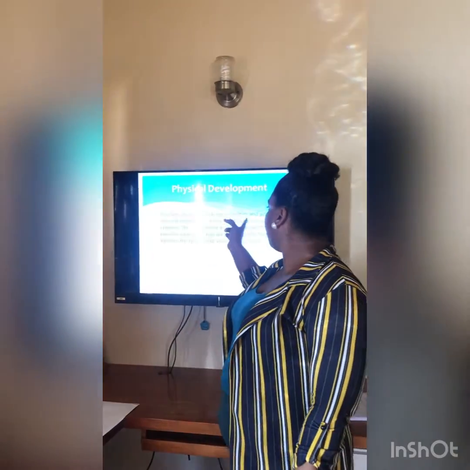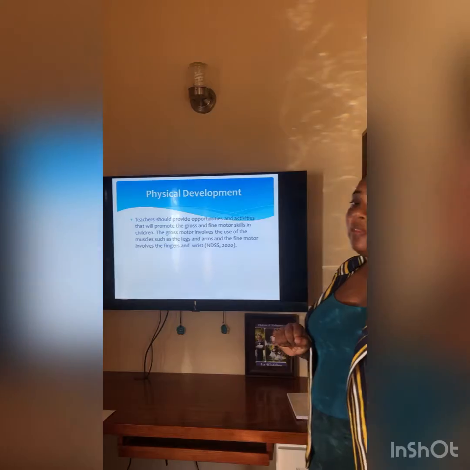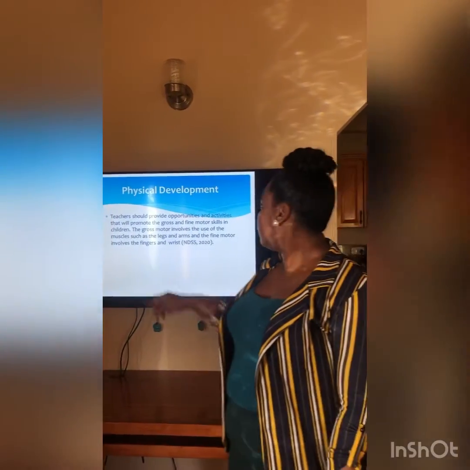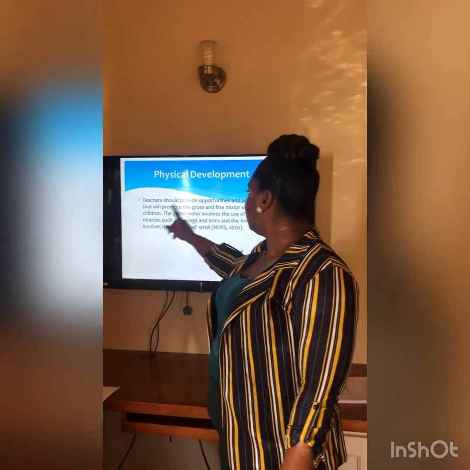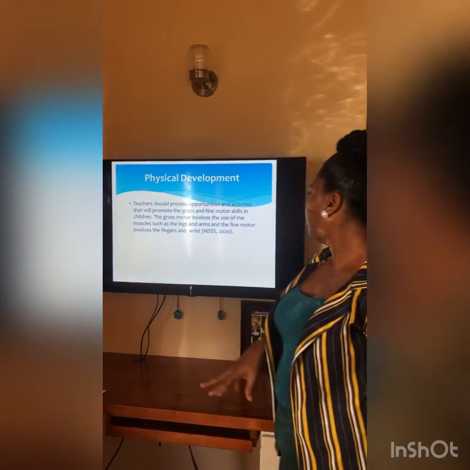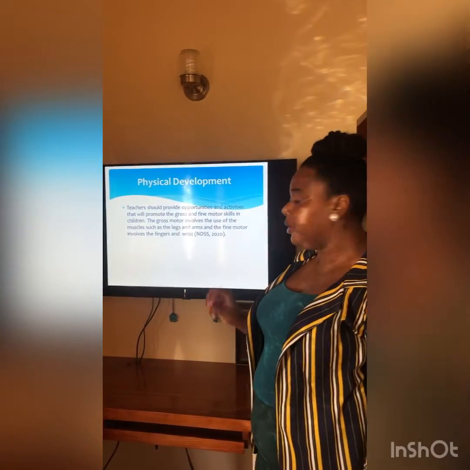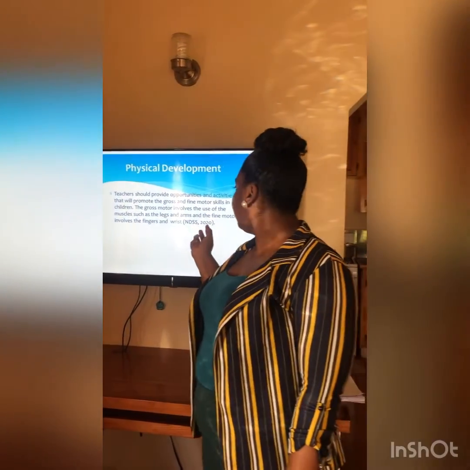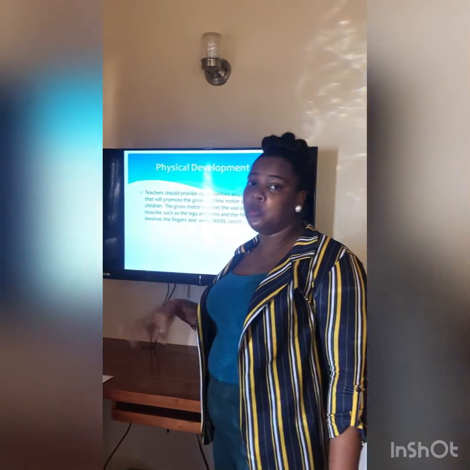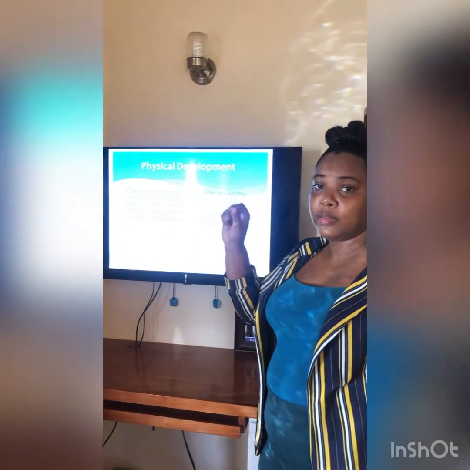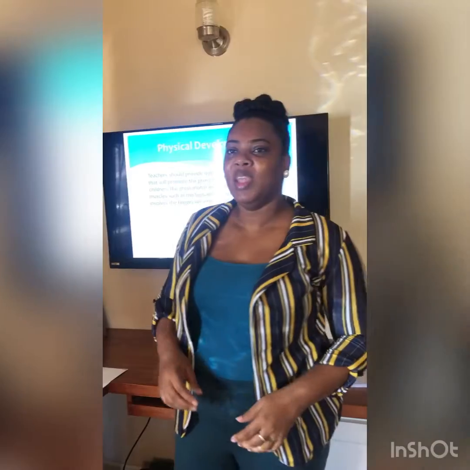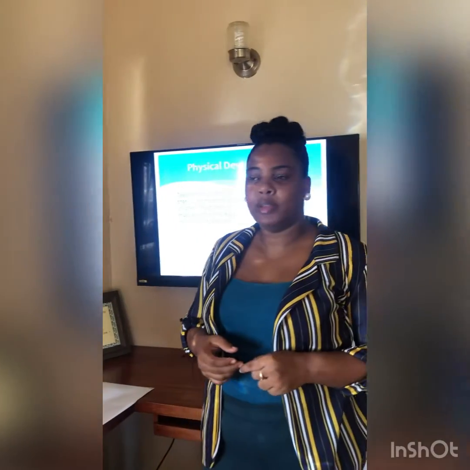Teachers should provide opportunities and activities that will promote the gross and fine motor skills in children. The gross motor involves the use of muscles such as the legs and arms, and the fine motor involves the fingers and the wrist. The use of the fingers and the wrist helps strengthen the fine muscles. Teachers should provide opportunities to strengthen those muscles.